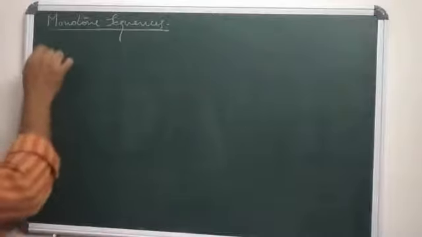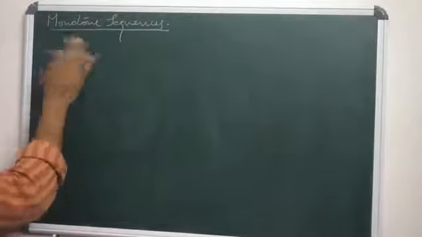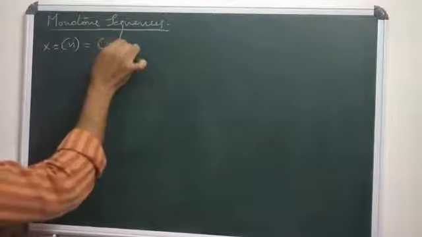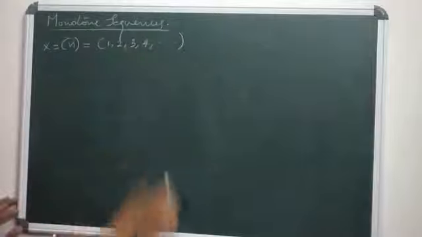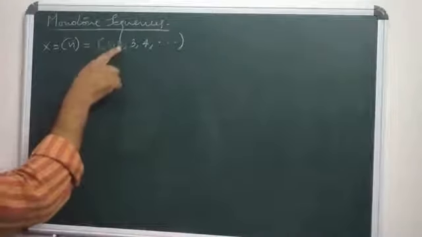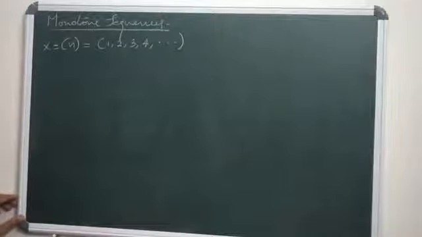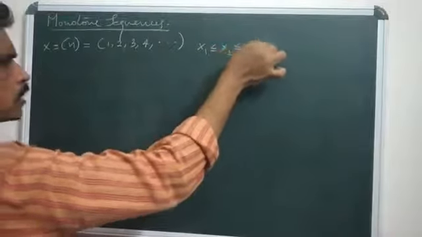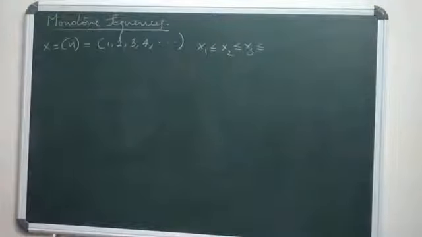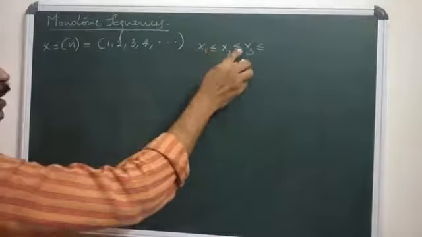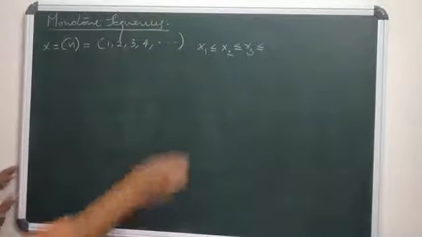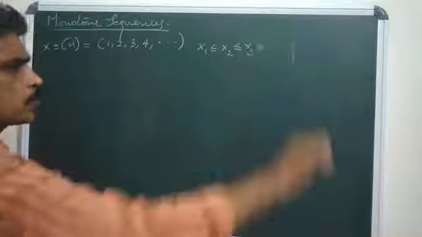So, let x equal (xn) be a sequence of real numbers, or before going to that, consider the sequence n. It is 1, 2, 3, 4, etc. So here it is x1, x2, x3, x4, etc. So you can say that x1 is less than or equal to x2, less than or equal to x3, and so on. Here it is actually x1 strictly less than x2 strictly less than, a strict inequality, not equality.